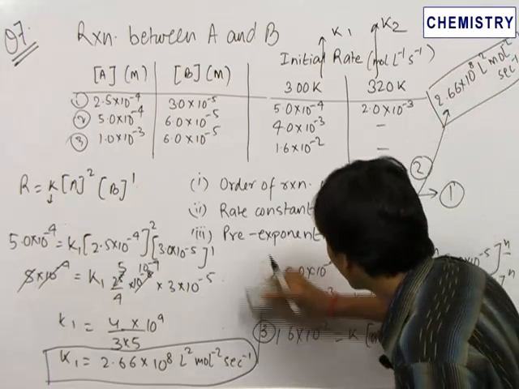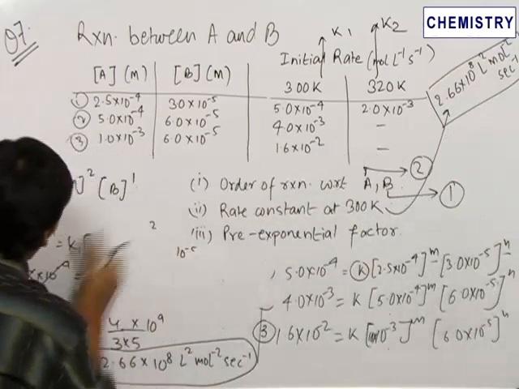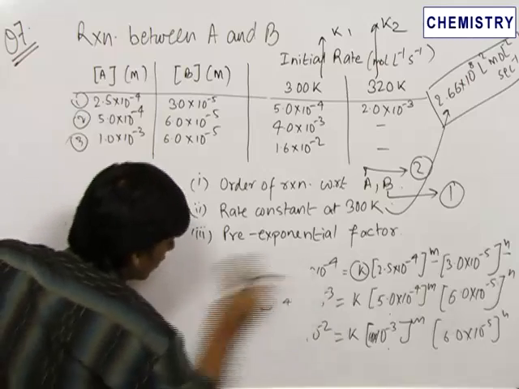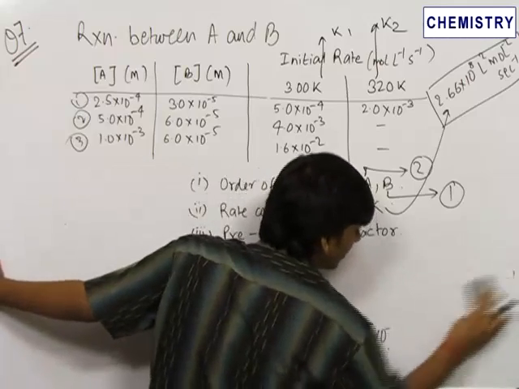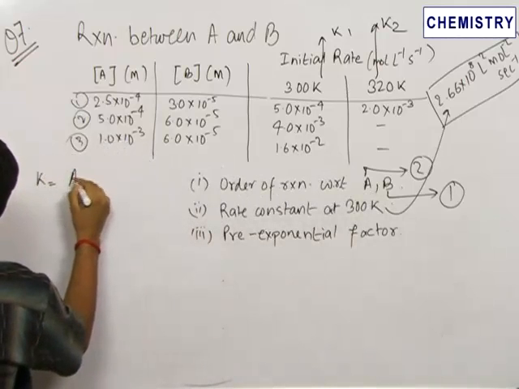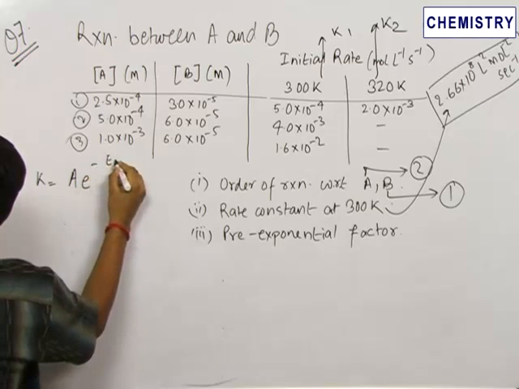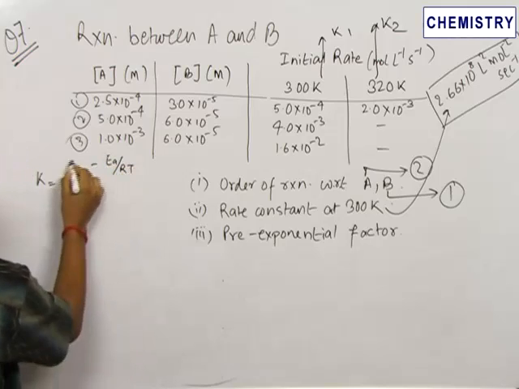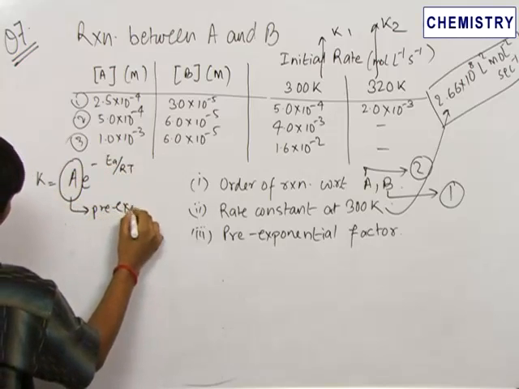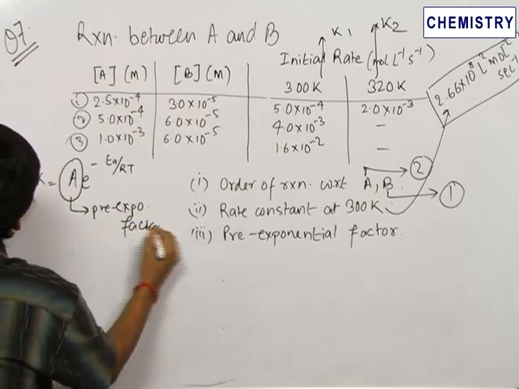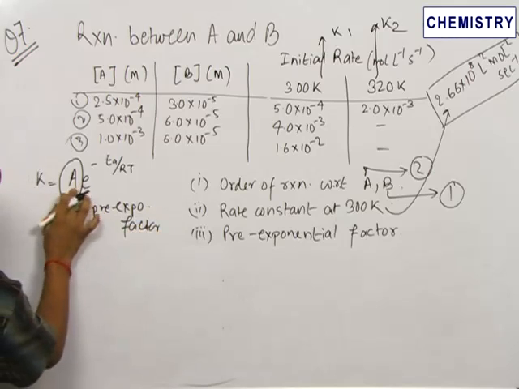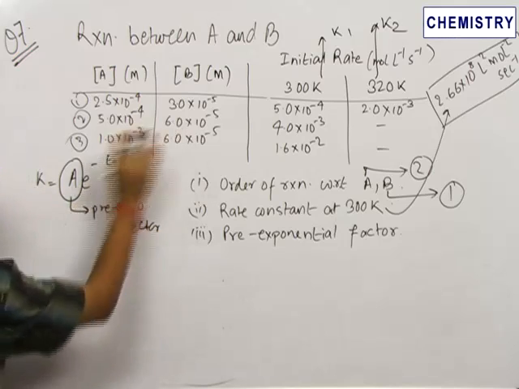Now we wish to solve the third part. For solving the third part, we must write down the equation K is equal to A times e raised to the power minus EA upon RT. This is what we need to find out. This is known as the pre-exponential factor. Now, to find out this, we can choose a particular temperature because this does not change with temperature. Therefore, let us find it out with 300 Kelvin.